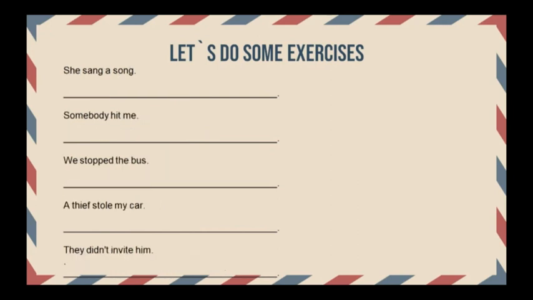Okay, now we have some sentences in past simple. Okay, so let's start. She sang a song. Okay, so the passive voice will be a song was sung by her. Somebody hit me. Okay, somebody is a subject, hit is a verb, me is an object, so I was hit by somebody.